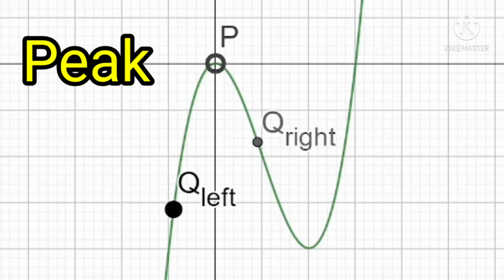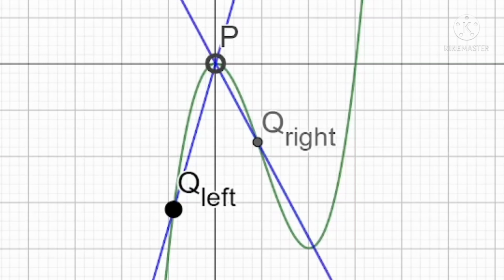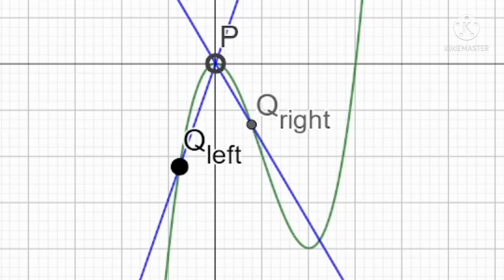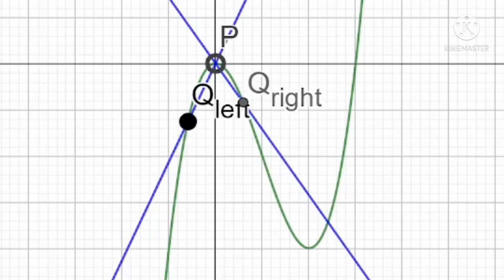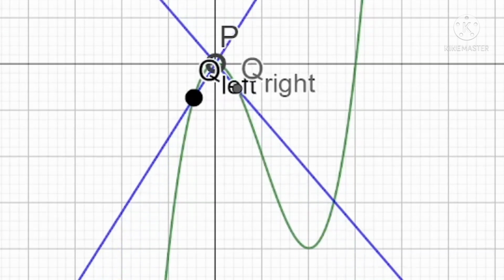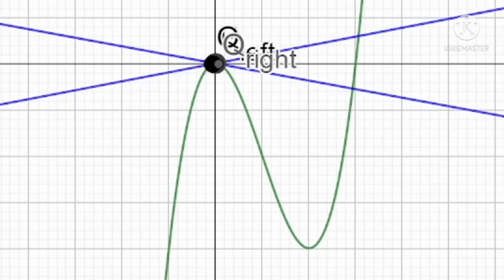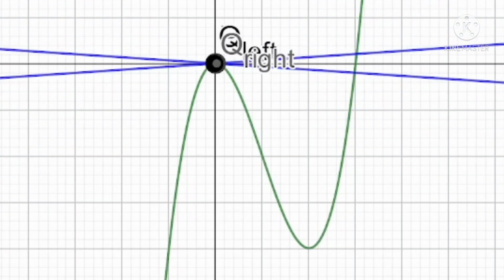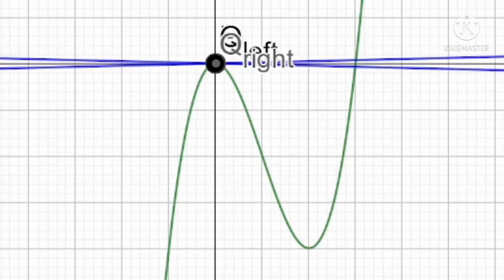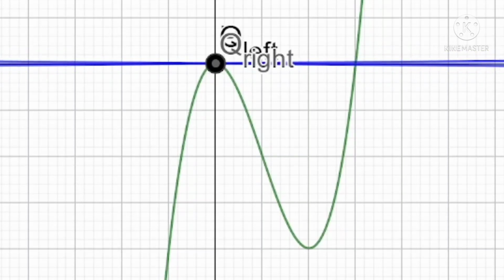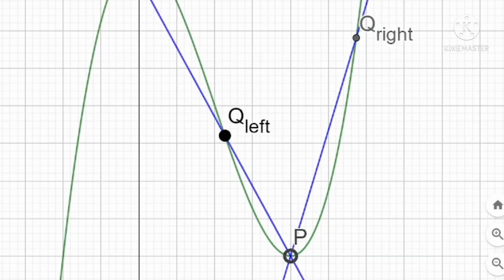Peak. So same setup tayo. We select a point sa left and sa right ni P. Then we will draw the secant lines. Tapos we will let Q move papunta kay P. Then titignan natin kung pareho ba yung pinupuntahan na position kung galing tayo sa kaliwa o galing man tayo sa kanan. And as we can see here, pareho yung pinupuntahan natin. So we have a limiting position, we have a tangent line. And as you can see, ito ay isang horizontal line.